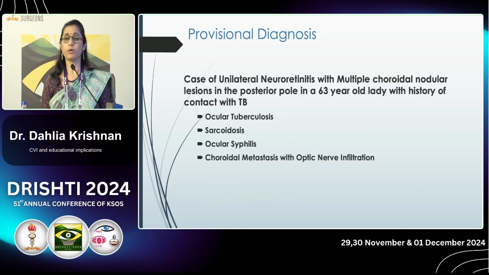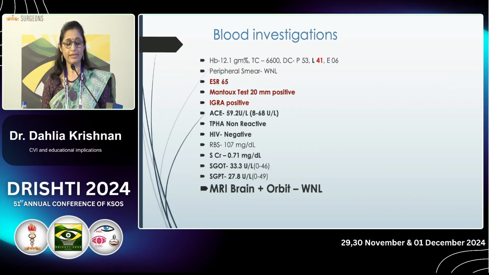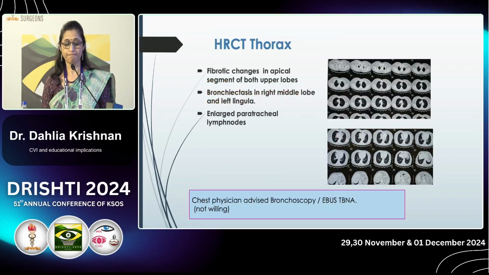So first of all, we want to rule out ocular tuberculosis. Also, we want to rule out sarcoidosis, ocular syphilis, and choroidal mets. The blood investigations revealed a lymphocytosis with high ESR of 65 and a positive Mantoux and IGRA test. Serum ACE, TPHA, and HIV were negative. MRI brain with orbit was within normal limits.